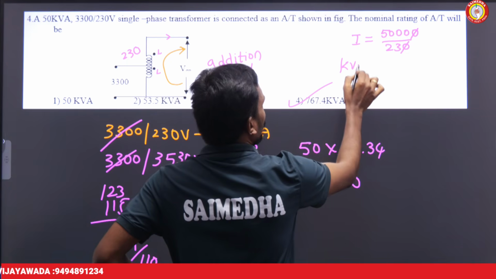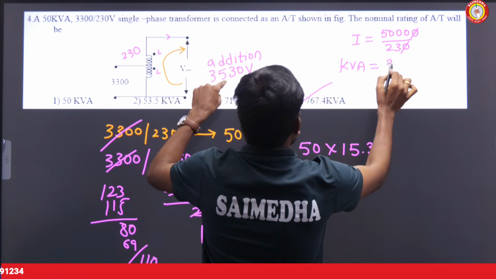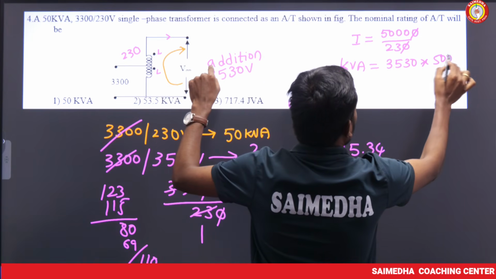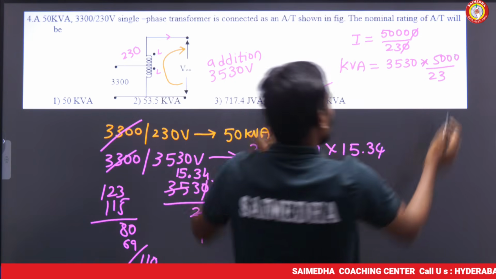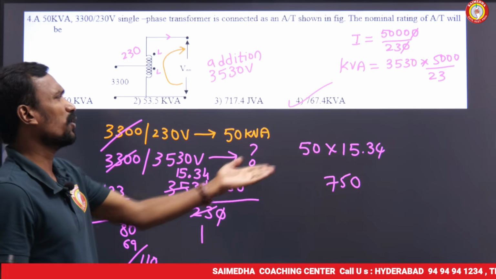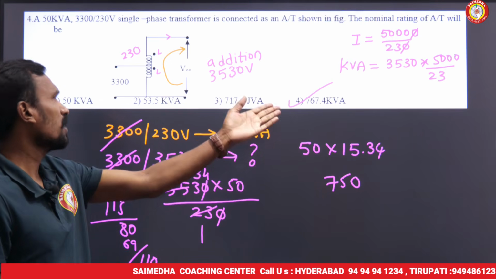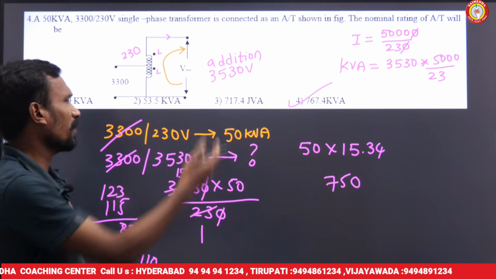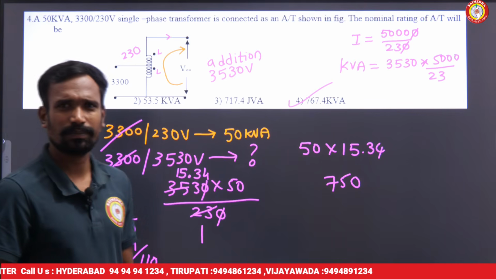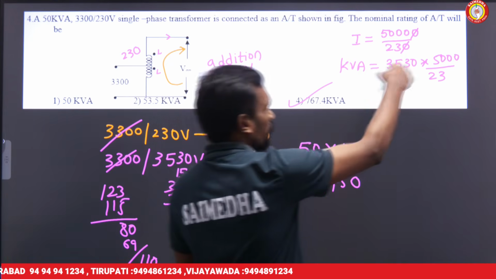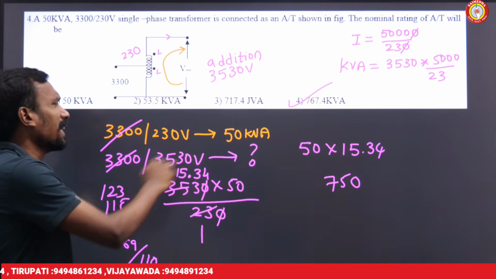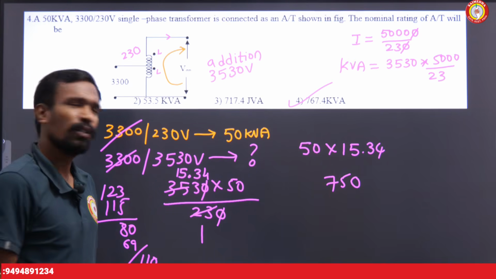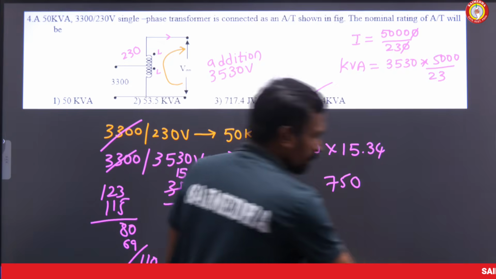Then what is the kVA rating? The voltage into current. Voltage is 3530, into the current 5,000 by 23. If you calculate that, you will get the same answer. Of course, 3530 into 50 by 23. Yes or no? So this is another way, but this is the simple way. Just by comparing, you will get the answer easily. We discussed this in our class exactly. We have done 5-6 questions already in our class.